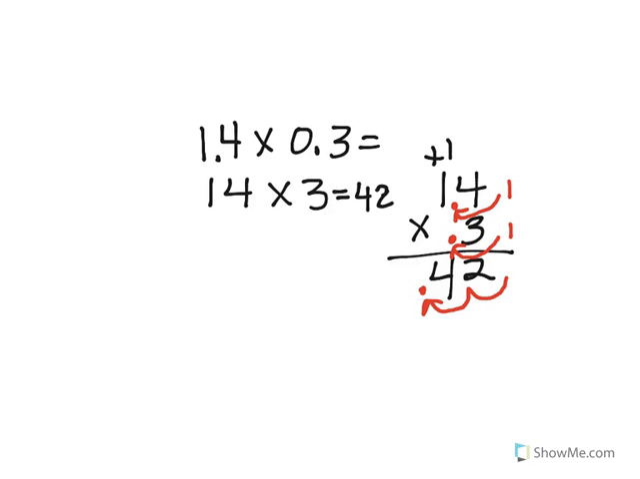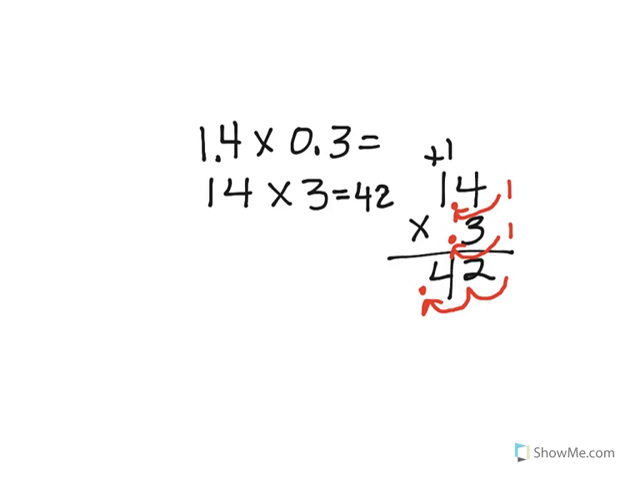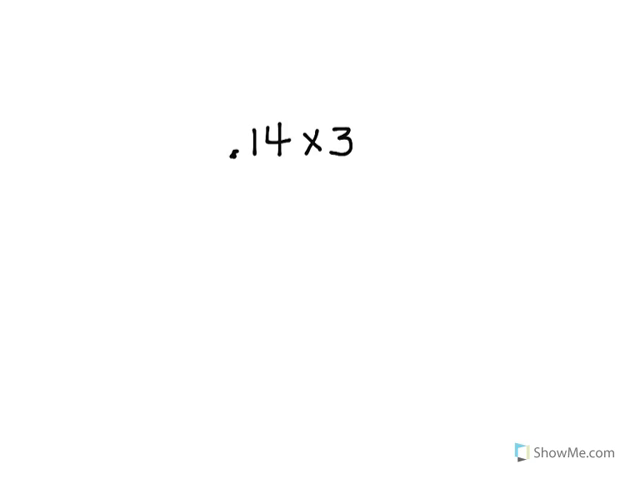Okay, let's do another one. This time I'm going to do 14 hundredths times 3. Is that like the previous one? Very similar. It still looks like 14 times 3. And if I ignore the decimal points, this is also 14 times 3. I would ignore my decimal point and do 14 times 3. And I know previously that that's going to be 42.